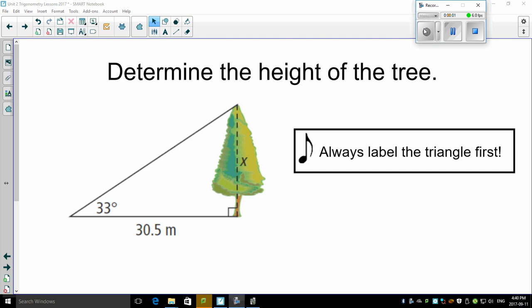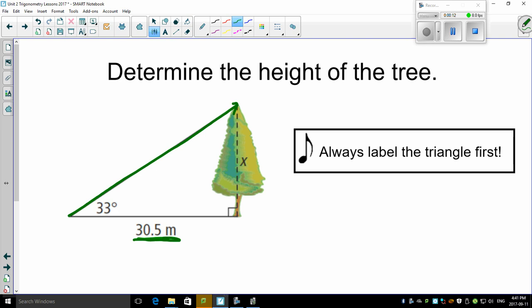Okay, so here's a very straightforward word problem for you. And look, the triangle's already given. It tells you that you're 30.5 meters away from the tree. You have an inclined height here of 33 degrees. You want to find this guy right here.